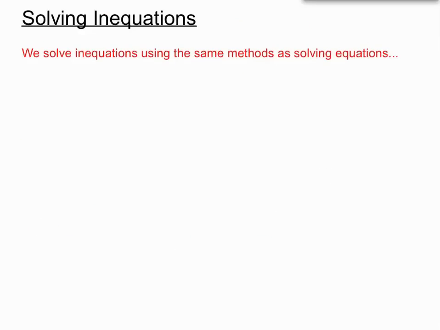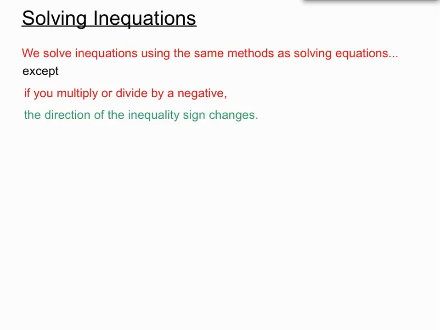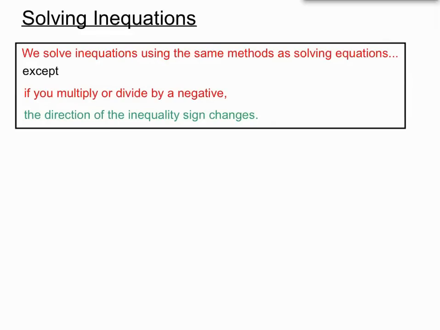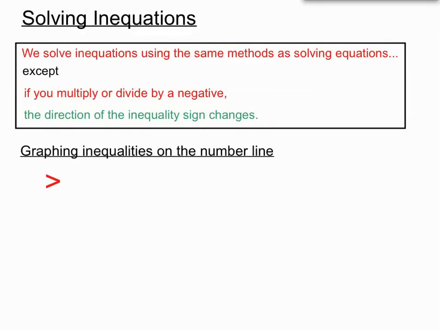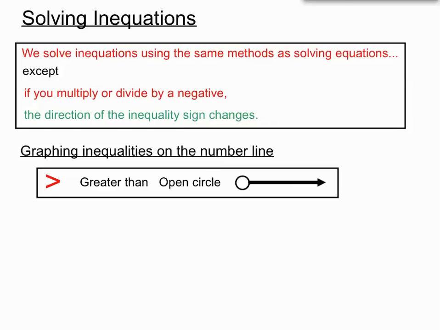Let's recap. We solve inequations using the same method as solving equations, except for that special exception. If you multiply or divide by a negative number, the direction of the inequality sign changes. Let's run through just quickly the ways we represent inequality answers on the number line. This is a greater than sign. It's represented by an open circle heading off to the right.